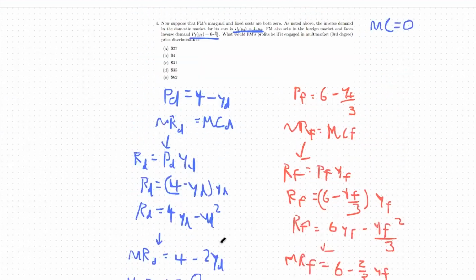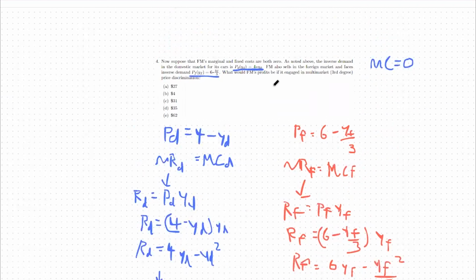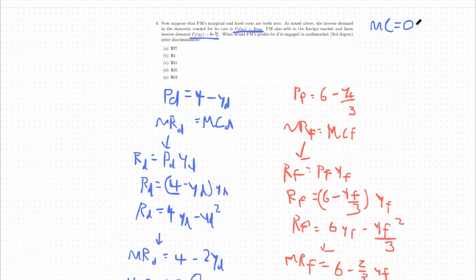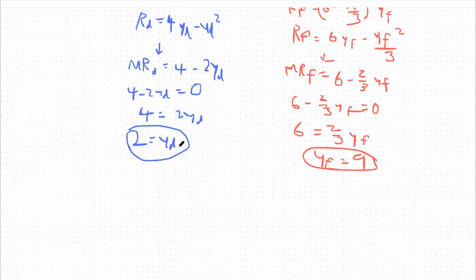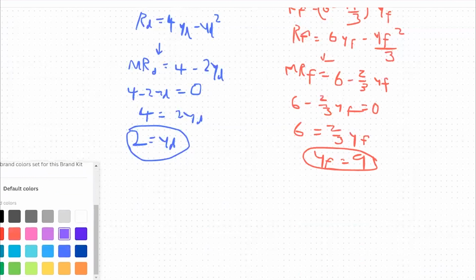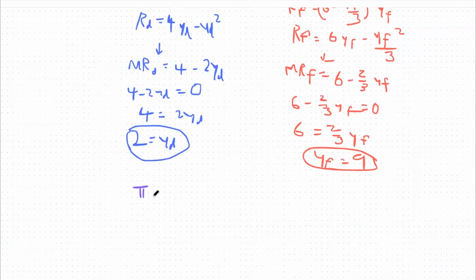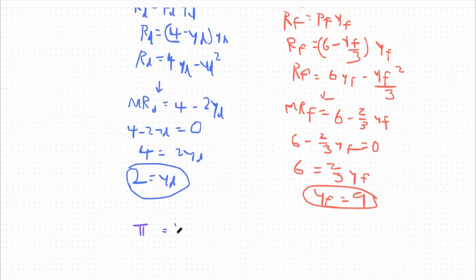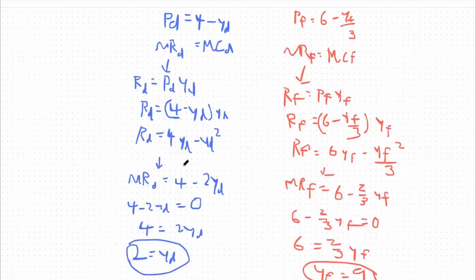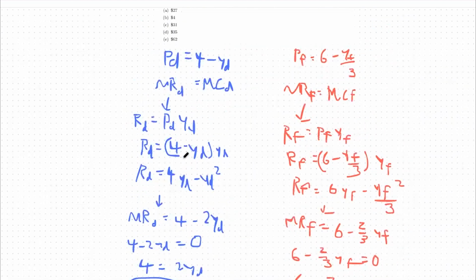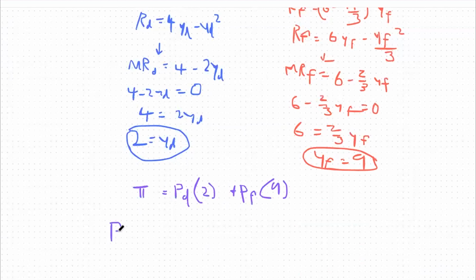Okay, so those are our two quantities. The question asks us specifically what will be our profits. Since there's no costs, either marginal or fixed, as given to us in the question, we can just simply add up the quantity that we produce times the price we produce each at to get our profit. So we'll say profit is equal to our price that we will sell at domestically times 2 for our quantity here, plus our price that we will sell in the foreign market times 9, which is our quantity that we found there.